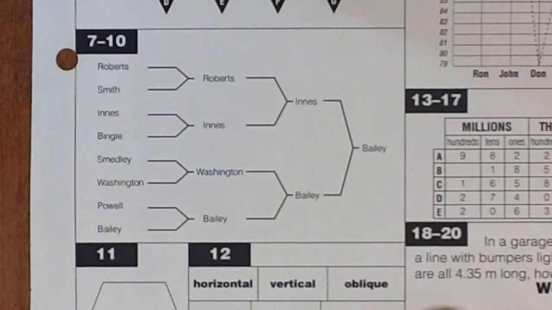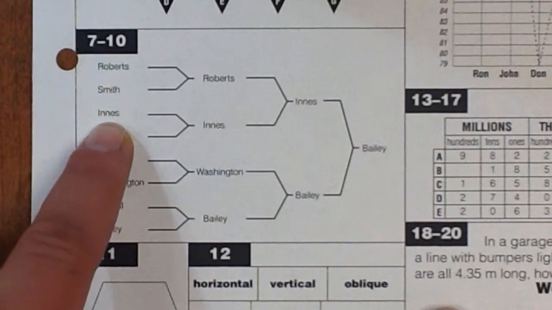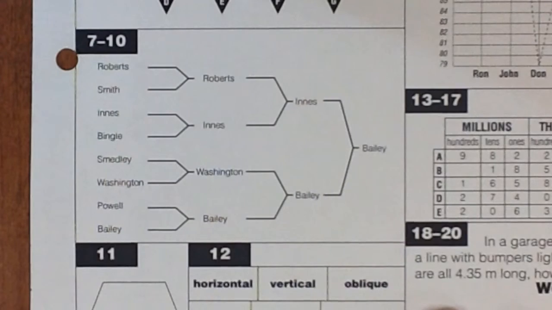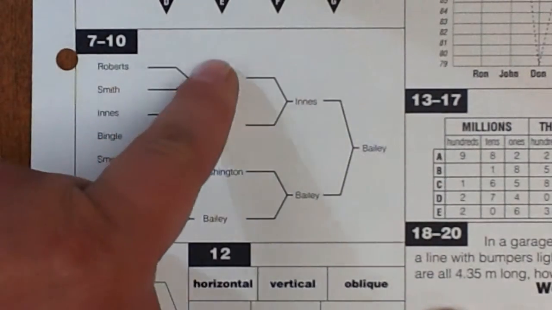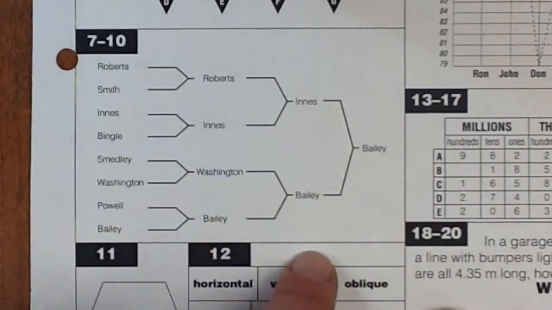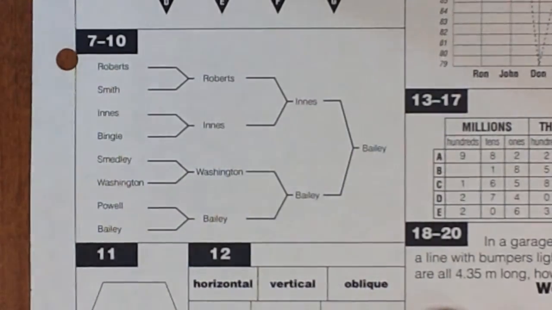Who was Innie's, I guess that's how you'd say it, Innie's opponent in the first round? So this is round 1, round 2, round 3, finals. There was no round there. They won. Question 8. Who won the match between Smith and Roberts?